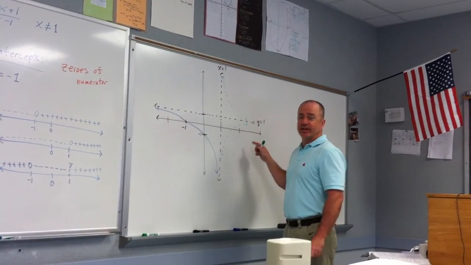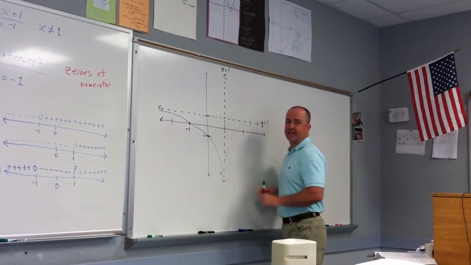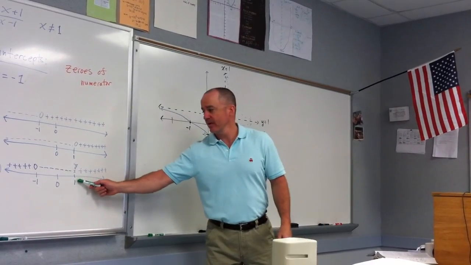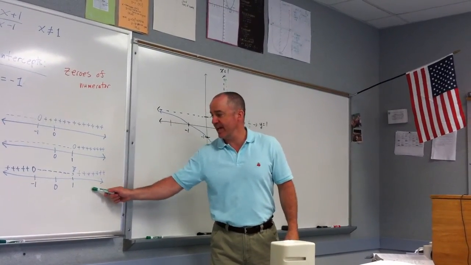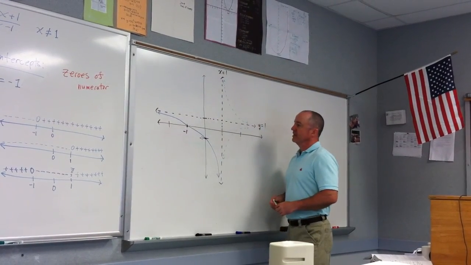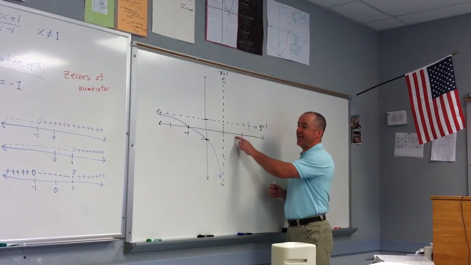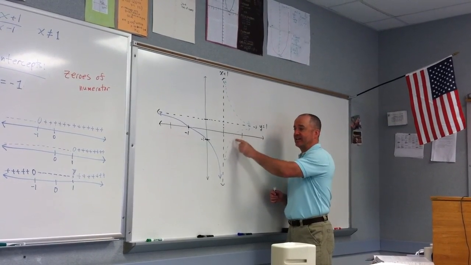Two, when you're to the right of 1, can this function be negative? On our sign analysis, we said it had to be positive everywhere to the right of 1. So it's the bottom one? Nope, it's got to be the top one, because it can't hit the x-axis and it can't be negative.